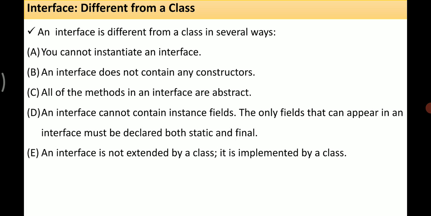An interface cannot contain instance fields. The only fields that can appear in an interface must be declared both static and final. So we have to specify it as static and final. An interface is not extended by a class, but it is implemented by a class.